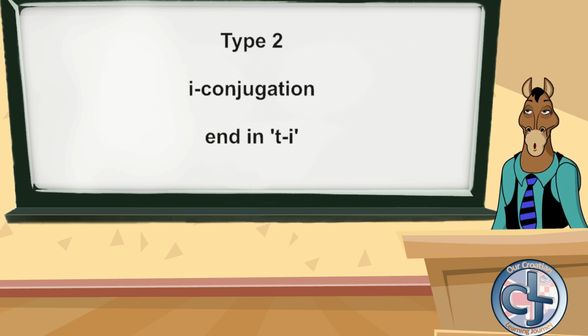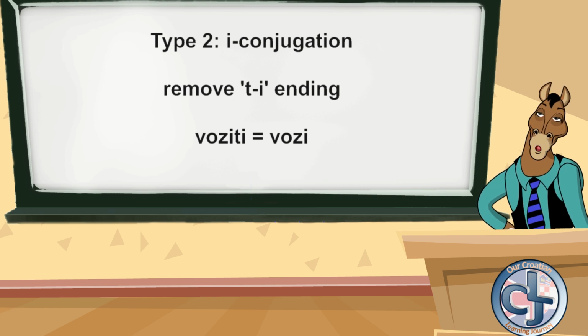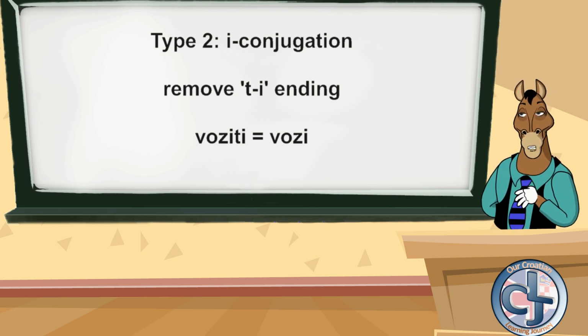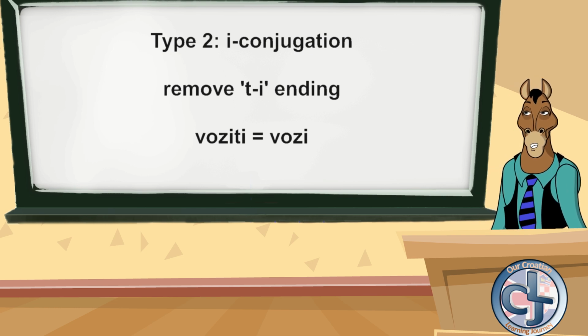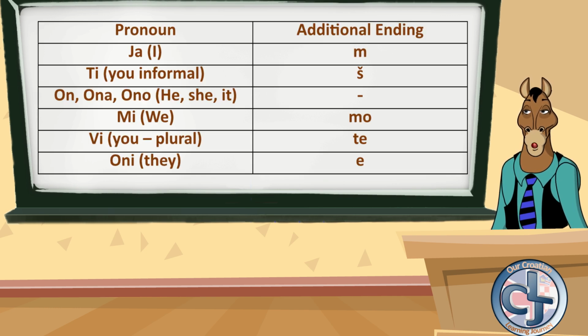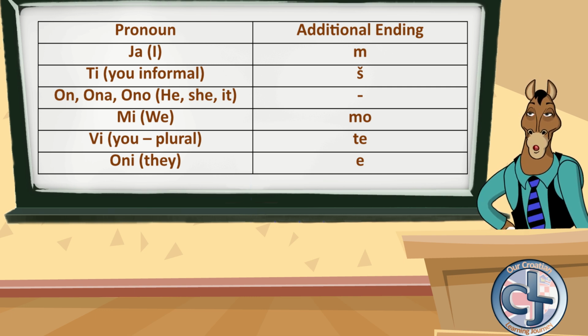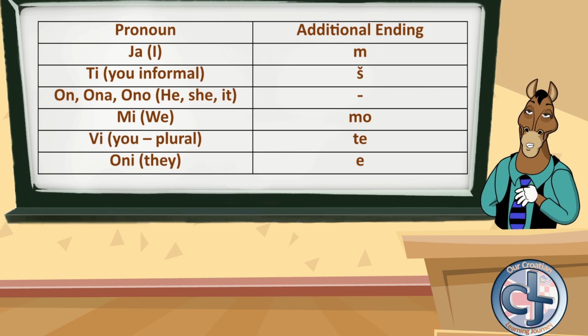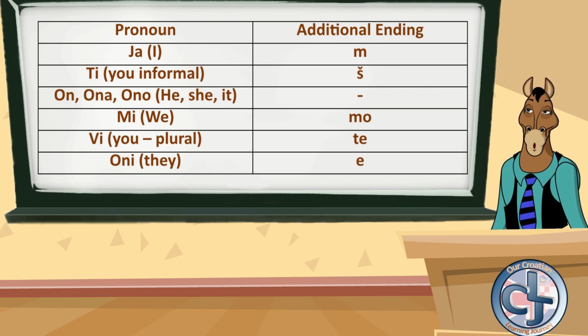Let's take a look at type 2 I conjugation verbs ending in ti. Removing the ti, we get the infinitive form ending in I, which again is the same form that he, she, and it takes. First person singular, or I, receives an M on the end. Second person singular, or you, receives a hard S, or sh. Third person, he, she, and it, receive no additional ending.